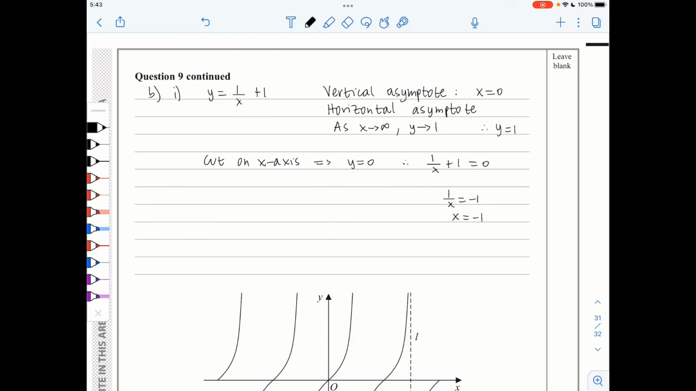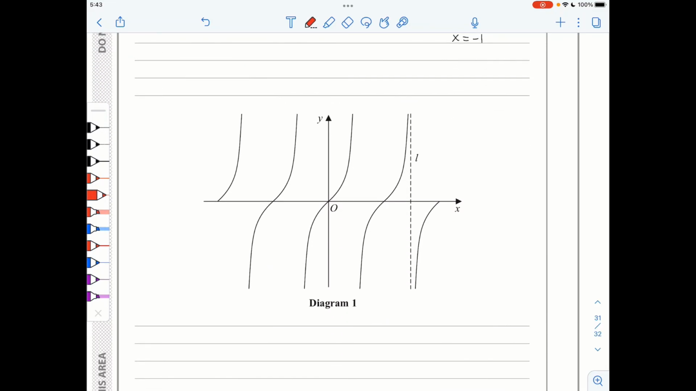So I've got enough information to actually sketch 1 over x plus 1 here. This is the asymptote at y is equal to 1. And we are cutting the x-axis at negative 1, we said, so it's probably something like this. And over here like that. And this is the negative 1 here. So this is what we have.